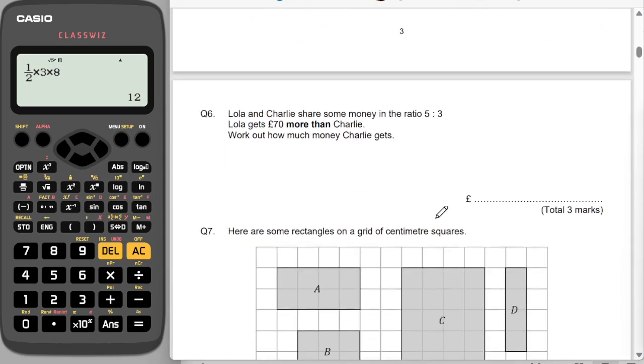Okay, question 6. Lola and Charles share some money in the ratio of 5 to 3. Lola gets £70 more than Charles. Work out the money that Charles gets. So the difference in the parts is 2. Lola gets 2 more parts than Charles. So Lola's £70 is 2 parts. Each part is going to be worth 35. So how much does Charles get? Well, Charles had 3 parts, so it's going to be 3 times by 35.